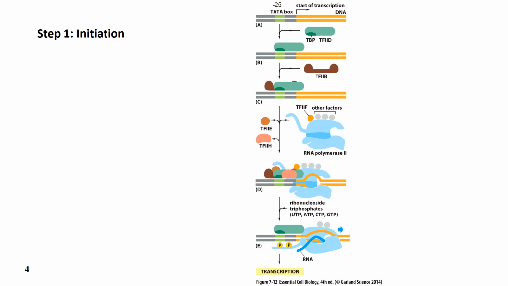TF2H is the last general transcription factor to bind to this complex at the promoter site because TF2H is responsible for transferring phosphate groups from ATP to a tail on RNA polymerase II. The transfer of these phosphate groups jumpstarts the process such that polymerase II will leave the promoter site and begin transcribing the mRNA.